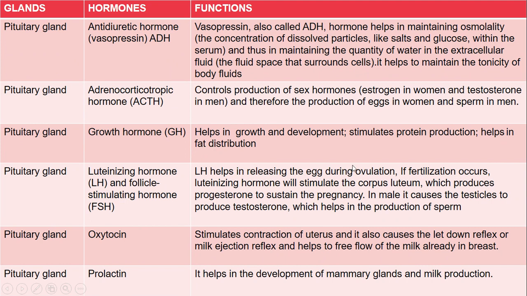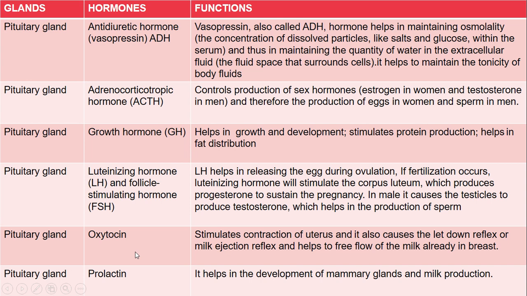If fertilization occurs, the luteinizing hormone will stimulate the corpus luteum, which produces progesterone to sustain pregnancy. Sometimes the egg fuses with the sperm and the embryo is formed. At that time, this luteinizing hormone will stimulate the corpus luteum and it produces progesterone. Progesterone is the main hormone to sustain pregnancy; otherwise, an abortion or miscarriage will happen. If the progesterone levels are high, the pregnancy will be sustained. In males, it causes the testicles to produce testosterone, which helps in the production of sperm.